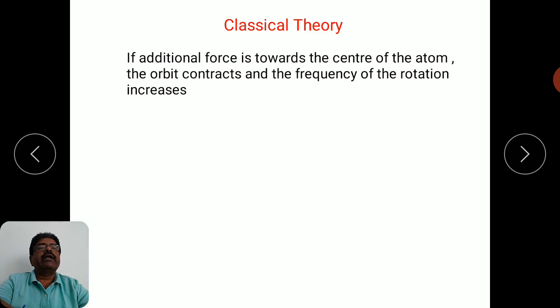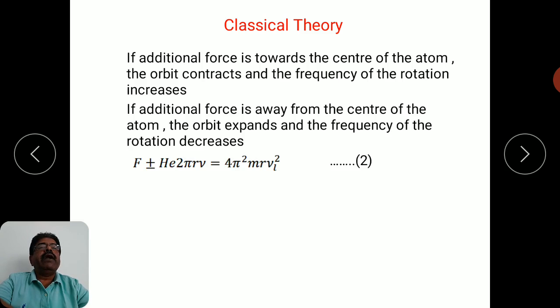And second, if the additional force is away from the center of the atom, the orbit will expand and the frequency of the rotation will decrease. So this increase or decrease in frequency is the cause for splitting. The increase or decrease in frequency will be decided by the clockwise or anti-clockwise motion of the electron, because of this additional force.